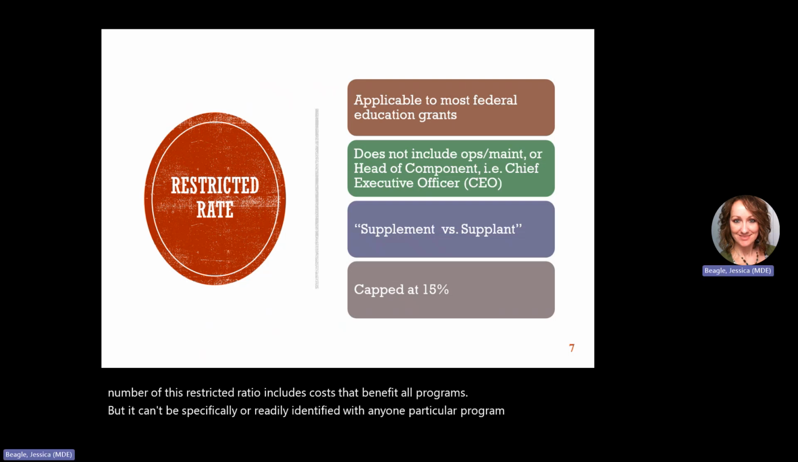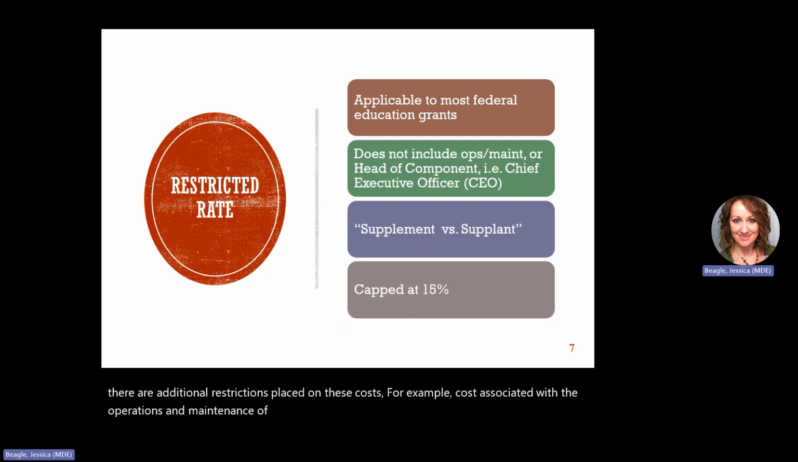However, there are additional restrictions placed on these costs. For example, costs associated with the operations and maintenance of the organization cannot be included in the numerator, and additionally, costs related to the chief executive officer or the CEO's component units, what we refer to in Michigan as the head of component, are also excluded. When it comes to reporting the head of component, this is required only if a district's membership exceeds 2,999, which I will discuss next.